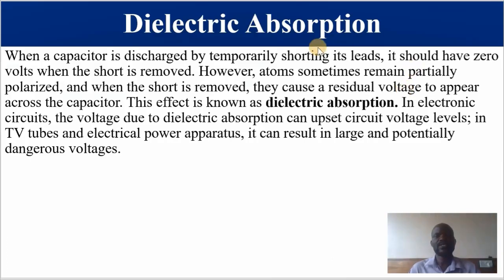Why? Because we say the atoms that make up the material remain partially polarized, which means they don't completely discharge to 0. And in electronic circuits, the voltage due to dielectric absorption can upset circuit voltage levels in TV tubes and in electrical power apparatus, and can result in large and potentially dangerous voltage.